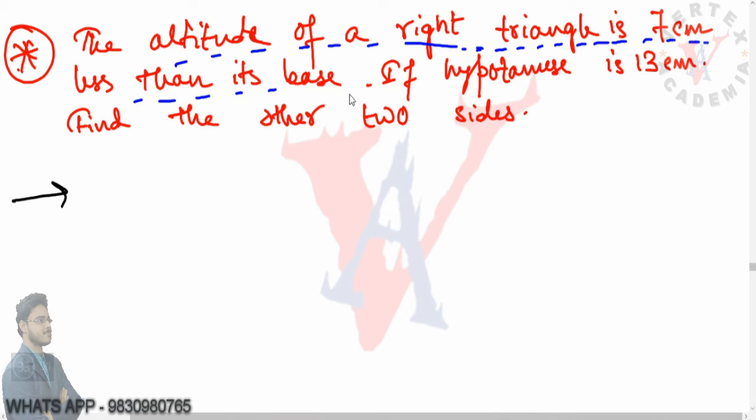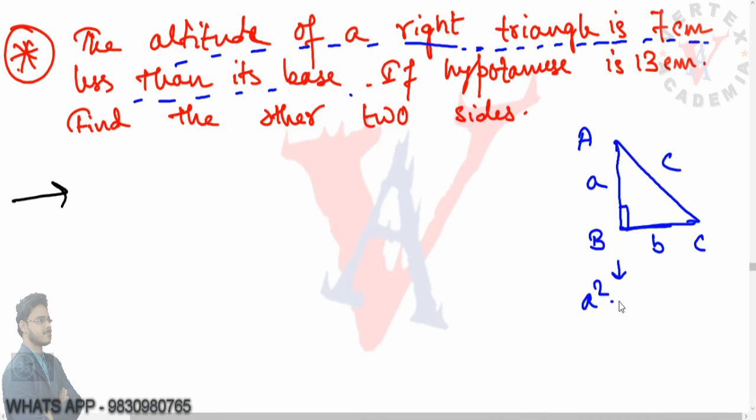So here you can see some condition, or you can feel that I can generate an equation from this line. It is talking about altitude, base, hypotenuse, right angle triangle. So the first thing which should come into our mind is the Pythagoras theorem. In a right angle triangle, if the sides are A, B and C, where A is the altitude, B is the base and C is the hypotenuse, then A square plus B square equals C square. So this is a relation.